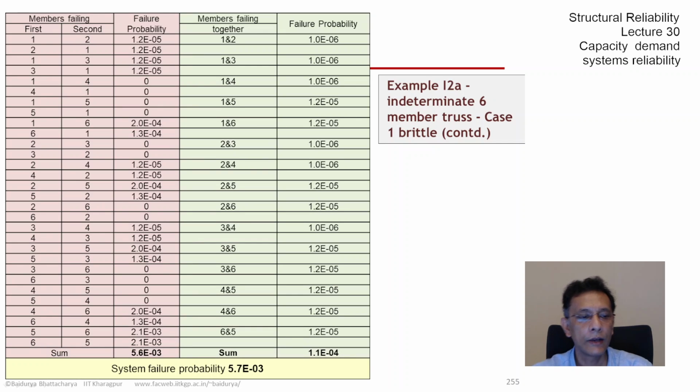So it's 5.6 10 to the minus 3 for the sequences, 1.1 10 to the minus 4 for the simultaneous events, and if you add them, the system failure probability is about 5.7 10 to the minus 3. We need to remember that, because the next case we are going to look at is the ductile system, and we'll see how the answers change.